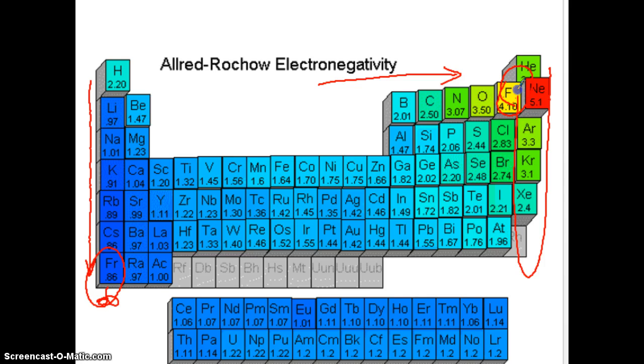Now these noble gases, remember, they're already perfect. They already have the exact number of electrons that they want, so their numbers are generally going to be higher to begin with. They don't want to lose electrons. So of course fluorine's number is high, but neon's number is even higher because it certainly doesn't want to lose any electrons. So pause there.